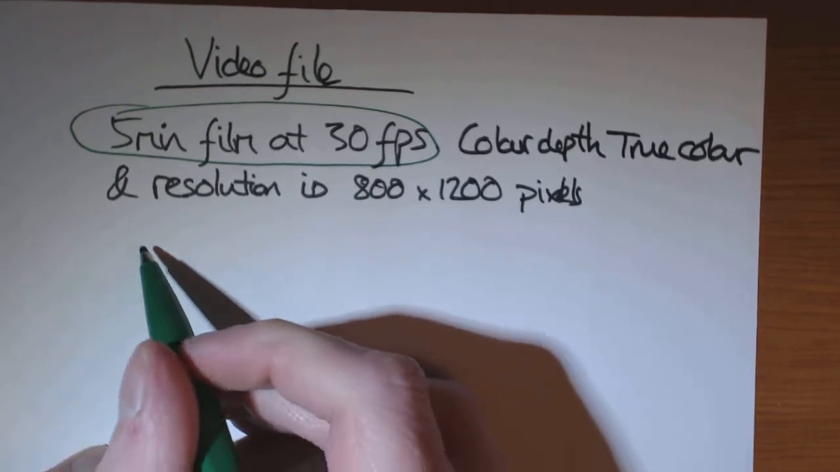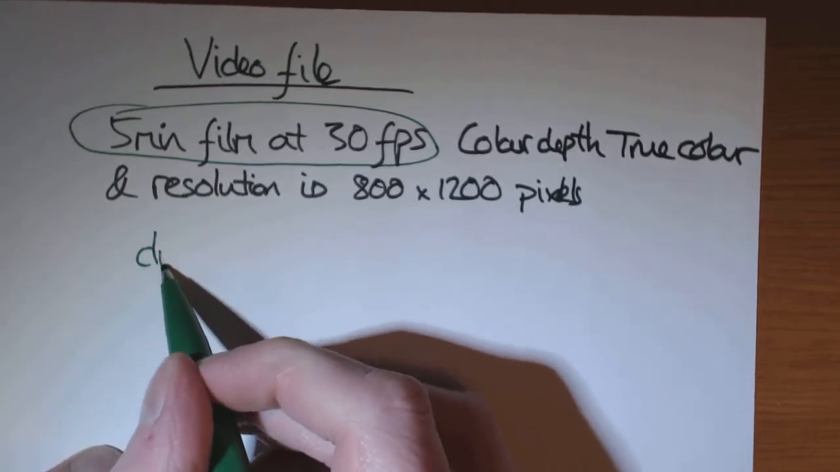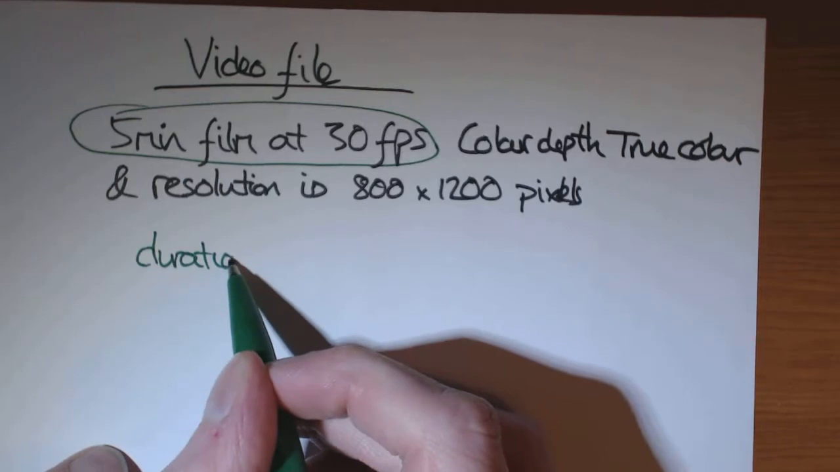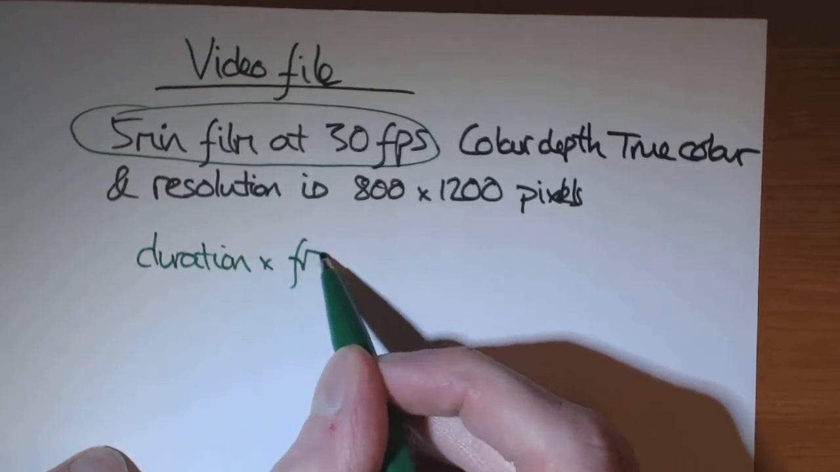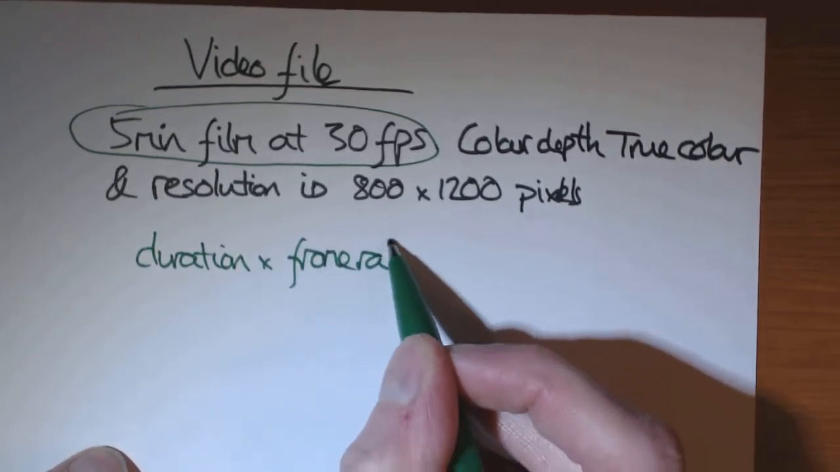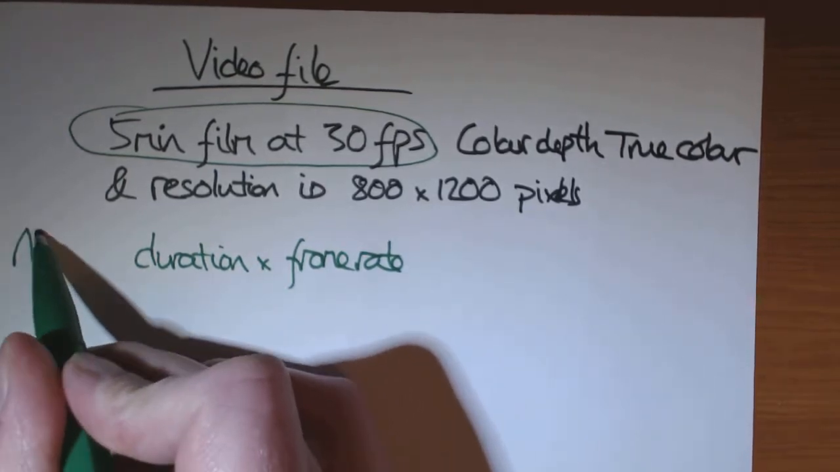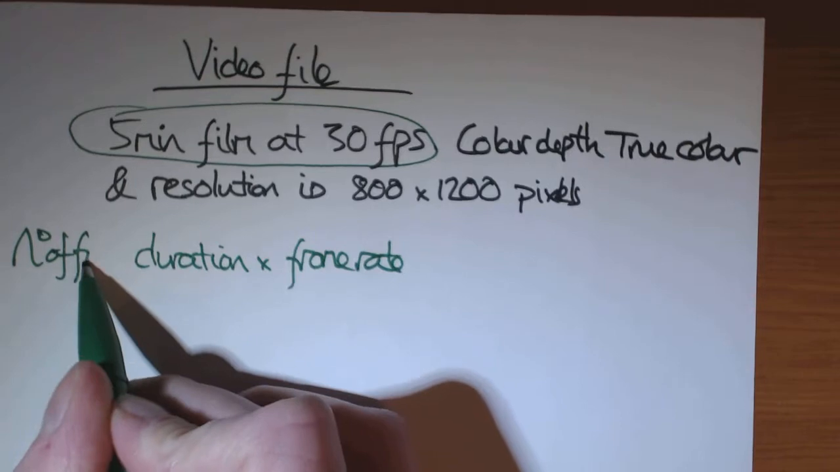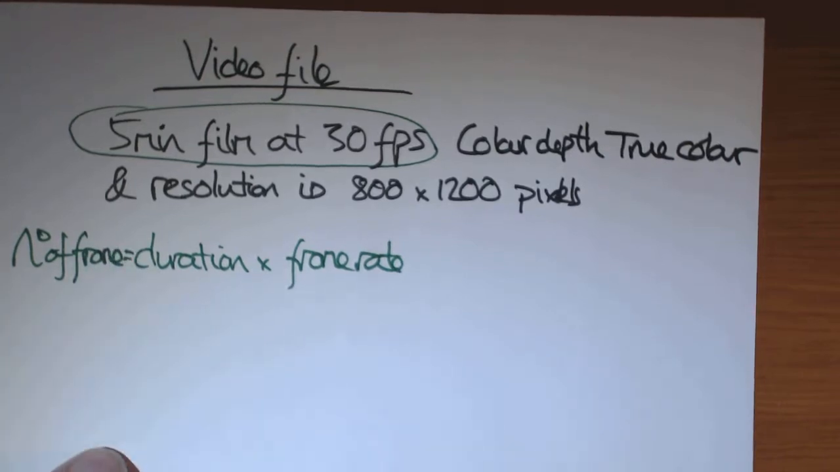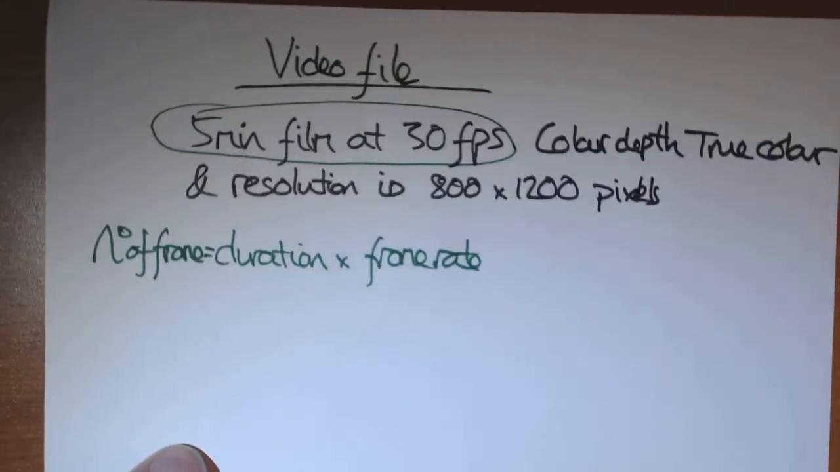So we've got duration times your frame rate, and that will tell you the actual number of frames you have. So, number of frames. Obviously there's going to be an S in there.